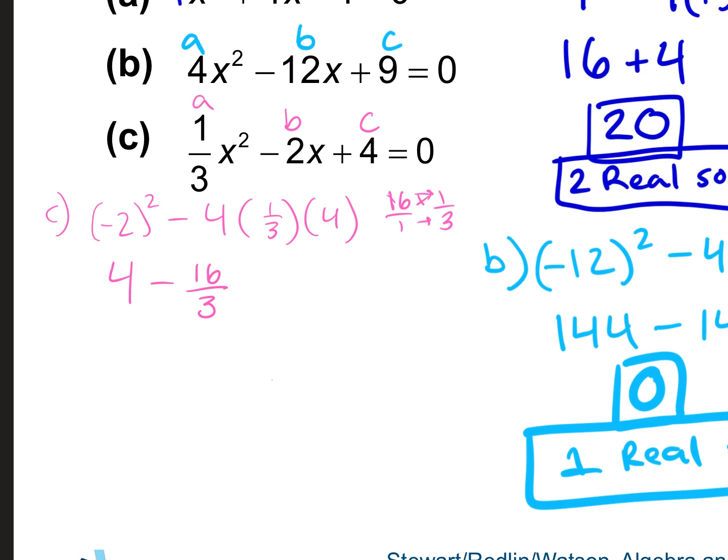Now, how do we add or subtract with fractions? We need a common denominator, so I'm going to make it 4 over 1. And what would our common denominator be? 3. So I have to multiply the top and the bottom by 3, so this becomes 12 over 3. And what's 12 minus 16? Negative 4 over 3 would be my discriminant, and if it's negative, no real solutions.